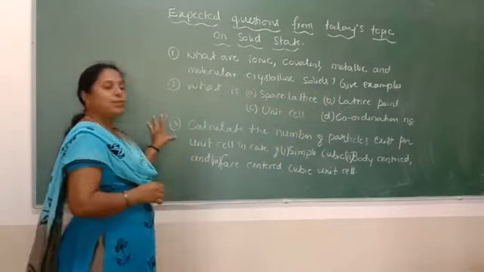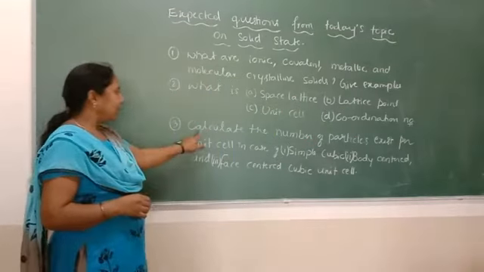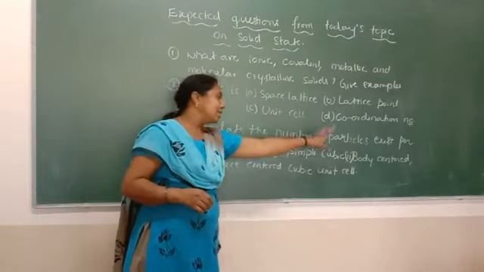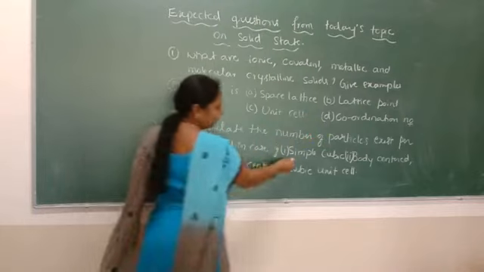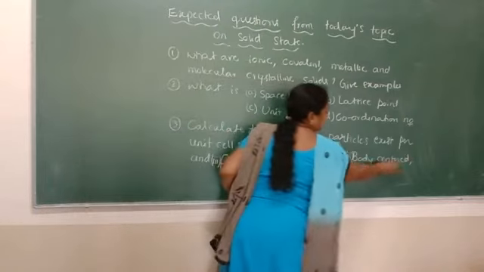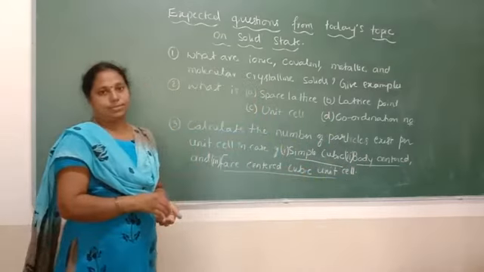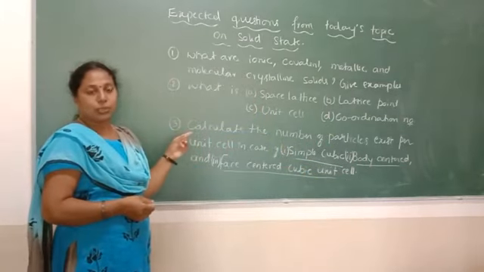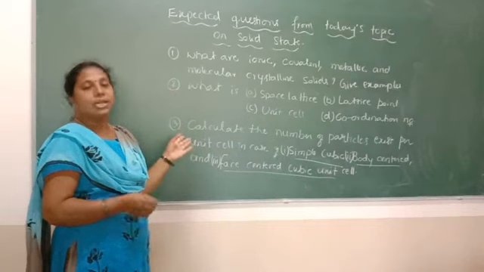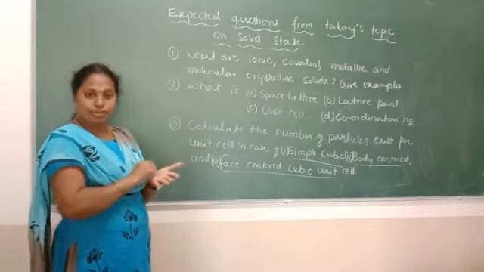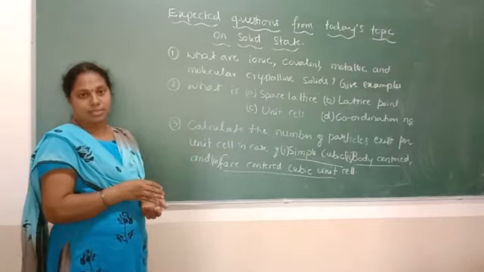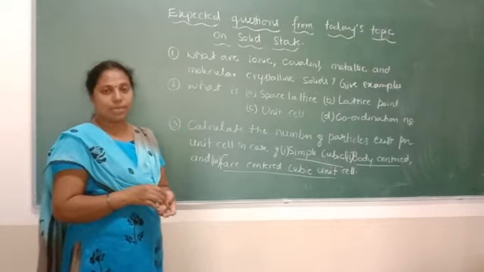Then the third question: the calculation of the number of particles existing per unit cell in case of simple cubic, BCC and also FCC unit cells. We all know the answers to these questions, so write the answers in your book and post the answers to my WhatsApp.